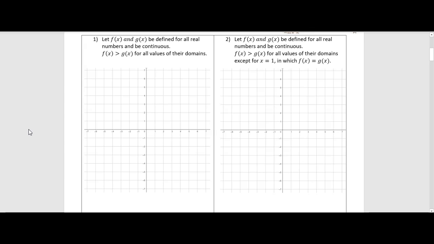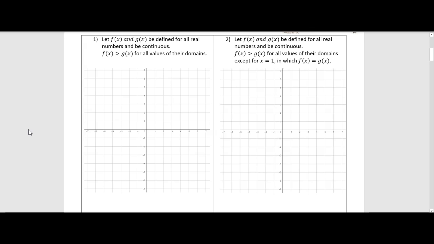So number 2, same thing, it says f of x and g of x are defined for all real numbers and they're continuous. And f of x is greater than g of x for all values of their domains except for x equals 1, in which f of x is equal to g of x. So just take a couple minutes, draw out some functions that fit these conditions, and then we'll see if you have the correct pieces that are required.